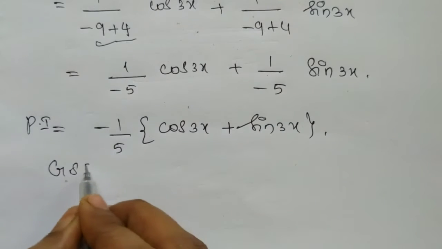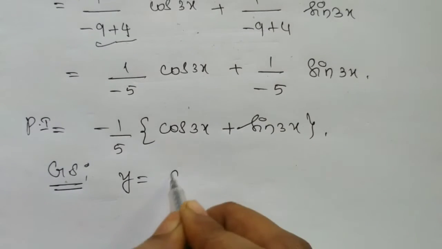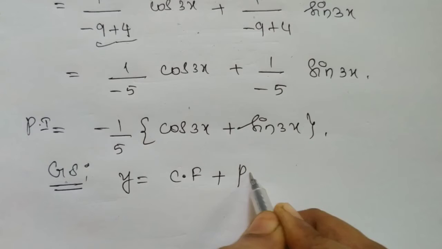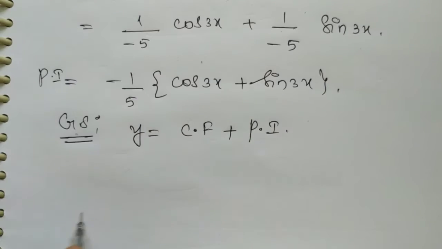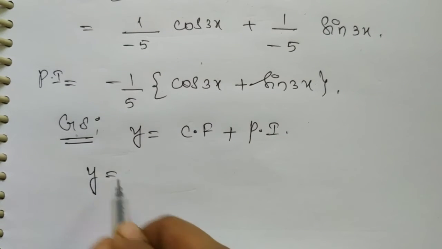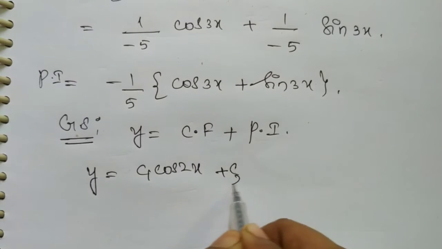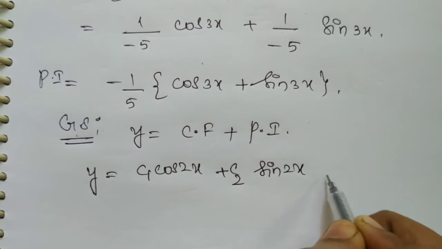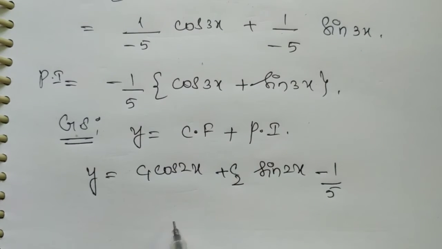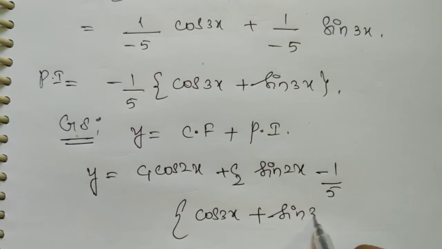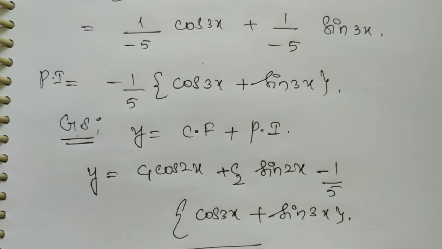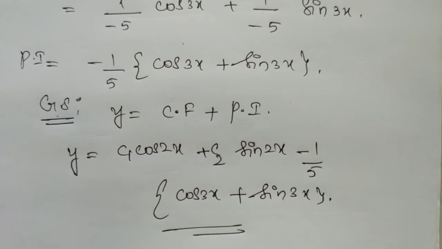So therefore general solution y equal to complementary function plus particular integral. So that is equal to here complementary function c1 cos 2x plus c2 sin 2x minus 1 by 5 of cos 3x plus sin 3x. So this is our required general solution of given problem.